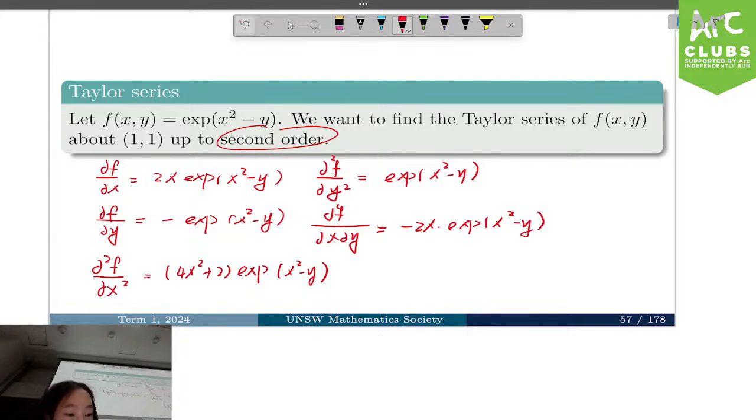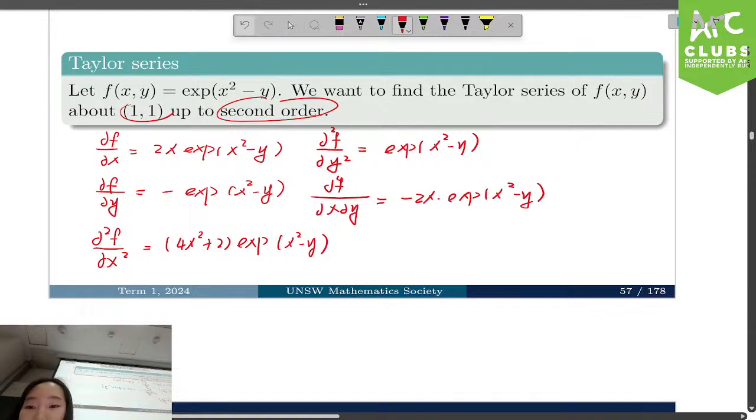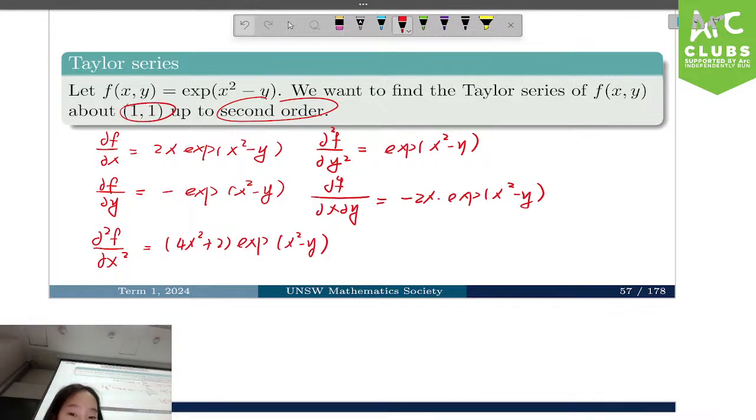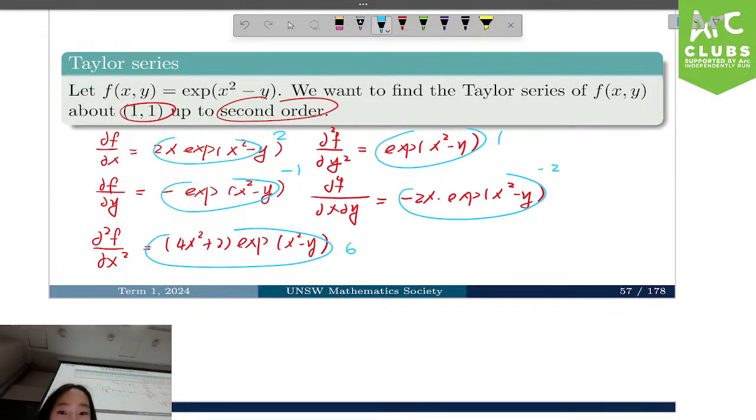Okay, cool. So we're at the point (1, 1). Evaluate the derivatives around (1, 1). If we plug in, that would be 2. So this one, 2. Okay, here, negative 1. Okay, here, 6. Here, 1. And here, negative 2.